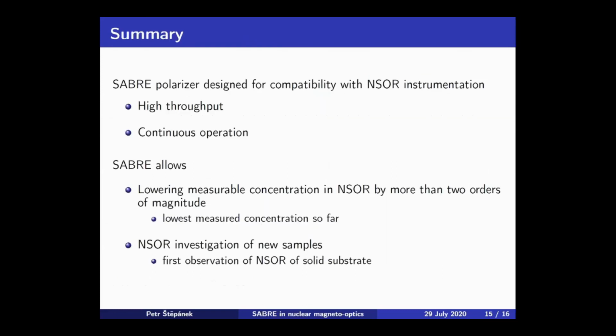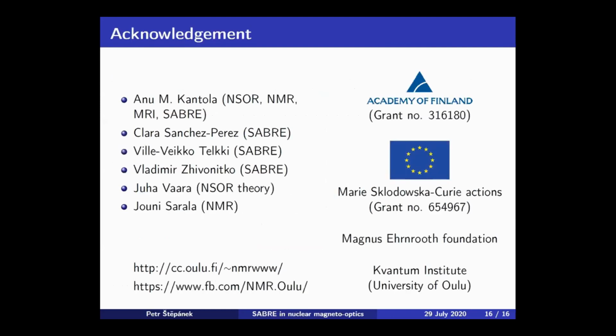constructed this SABRE polarizer that has these two important features for us, which is to have high sample throughput and also continuous operation. With the NSOR, it allows us to lower the measurable concentrations by more than 2 orders of magnitude, and also investigate completely new samples such as solids, which was not possible with the previous instrumentations.